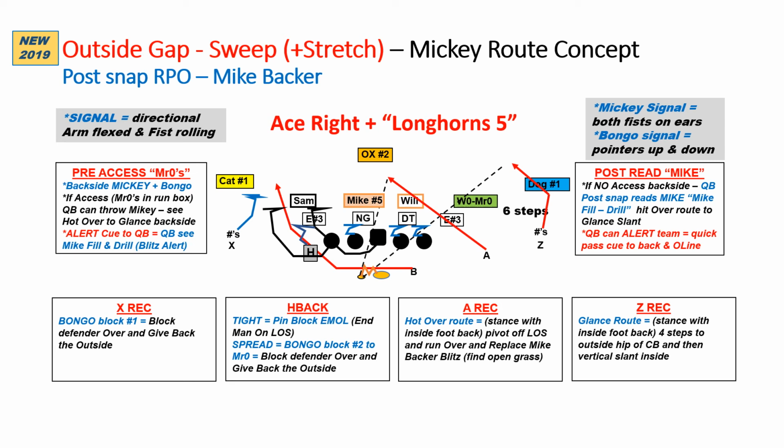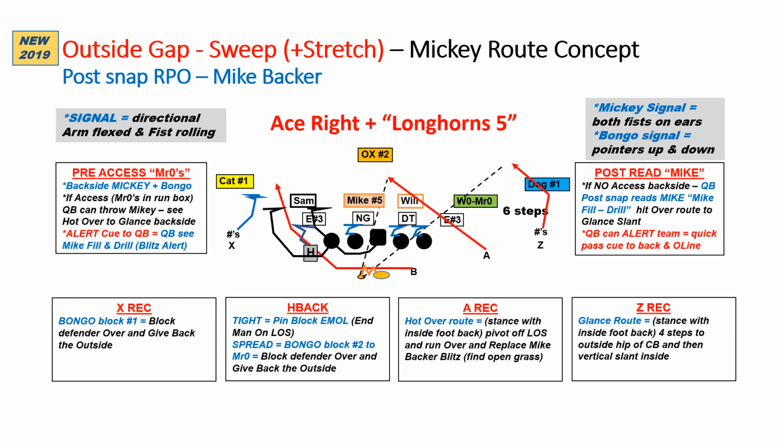The quarterback is going to go ahead and read the Mike backer filling hard to the play side. If he does that, then he's going to look for the A, finding that open grass. If that's covered, then he's going to look for the Z and the skinny glance route.